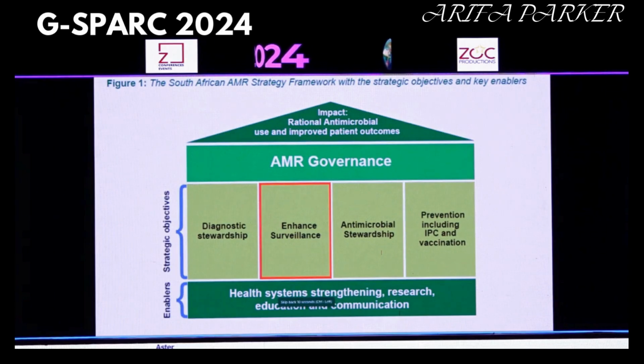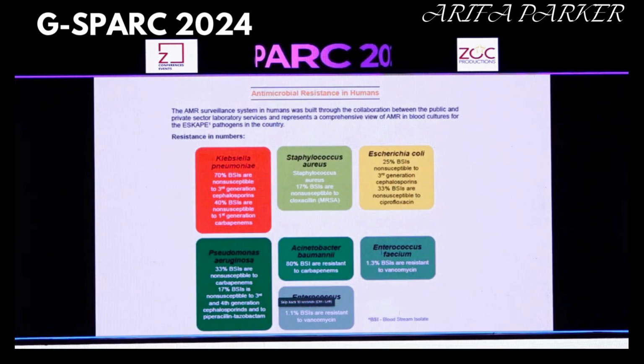So just to give some background, we've got political will, we've got an AMR strategic framework, with strategic objectives which include diagnostic stewardship, enhanced surveillance, which has shown improvement from report to report. It covers antimicrobial stewardship as well as infection control. So what did we find?